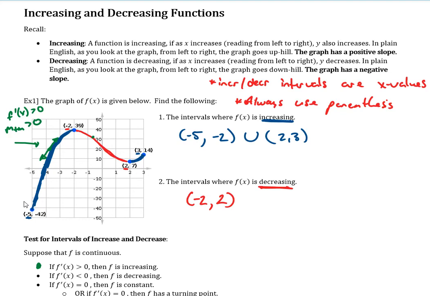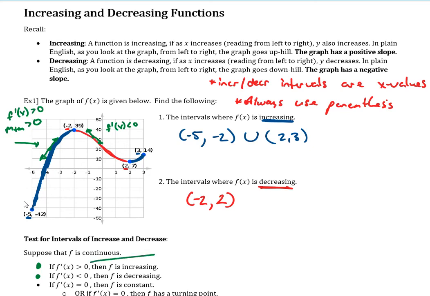Okay, similar with the red. If I were to choose any point on this red line and draw a tangent, it would be going down from left to right. So that's our second bullet there. If f prime of x is less than 0, then f is decreasing. So in this red interval, our f prime of x is less than 0. Or you could also say f prime of x is negative. Okay, so that's the other way to state those things there.